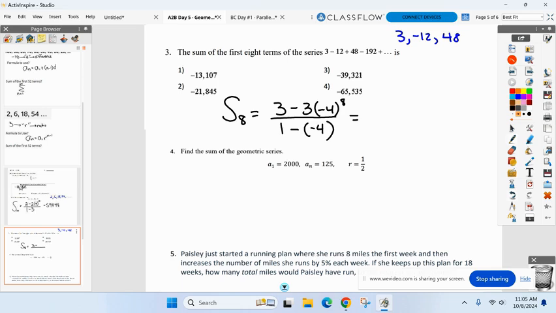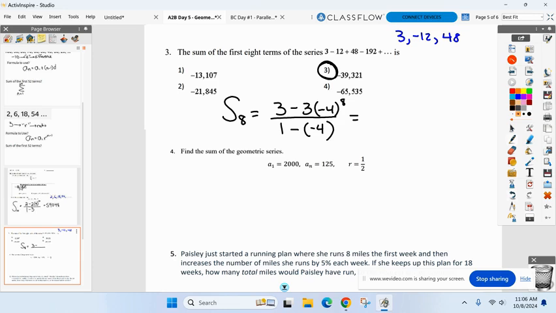Think you got the answer? Yeah, it's choice 3. Yep, -39,000. Make sure you have parentheses where we have them here. Make sure you have 1 minus a -4 on the bottom. Yes, the 8, right? Because that's the end. This is always the number of terms you're adding together. We're finding 8 of them. That's right. N is always the number of terms we're adding together.